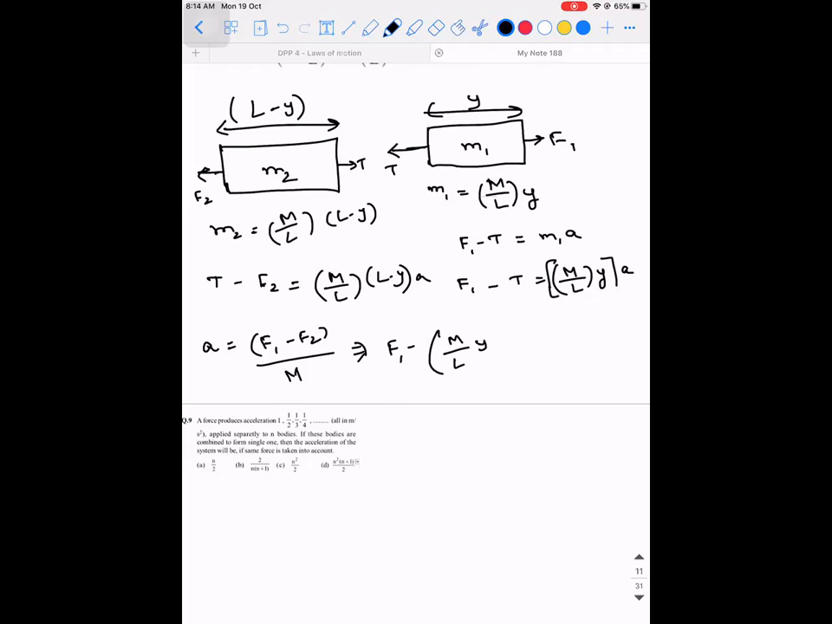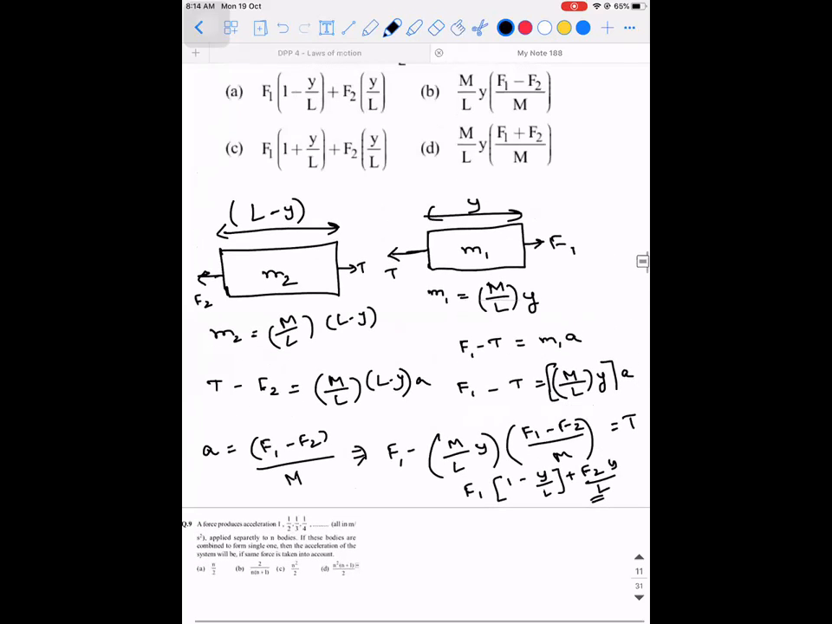M by L into Y into acceleration is F1 minus F2 divided by capital M. This is T. So if I take out F1 common, F1 will be equal to 1 minus Y by L plus F2 into Y divided by L. Is there an option like this? First one, right? Let's see.